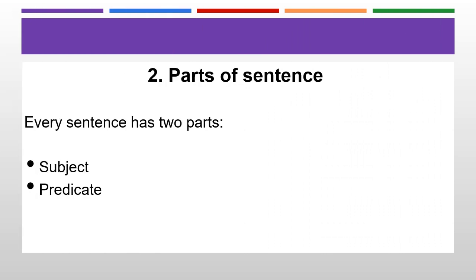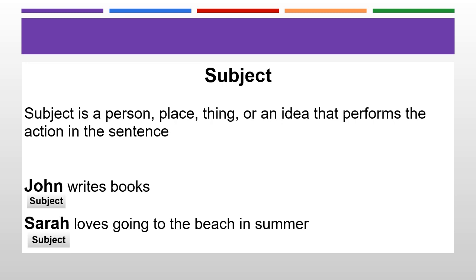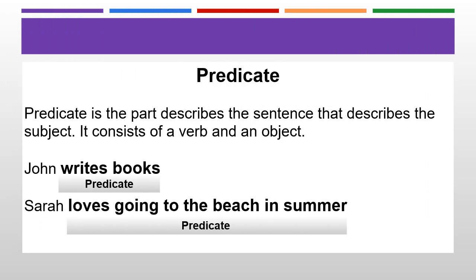Now, every sentence has two parts, a subject and a predicate. A subject is a person, place, thing, or an idea that performs the action in the sentence. For instance, in the sentence, John writes books, John is the person who is writing books, so John is the subject of this sentence. A predicate is basically all the other words except the subject in a sentence. This means that it describes the subject and it has a verb which is the action performed in the sentence and the object, something on which the action is performed. The words writes books in the first sentence on the screen describe the word John. So John is the subject of this sentence and writes books is the predicate of this sentence.